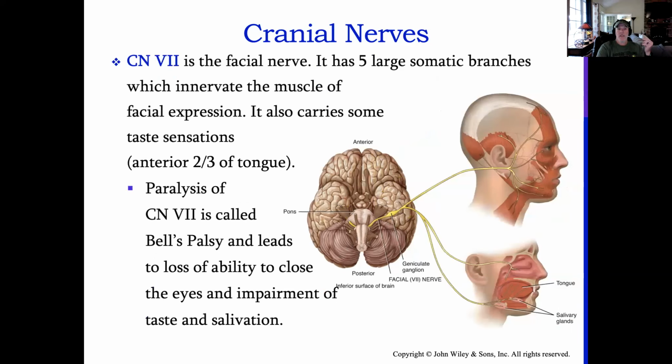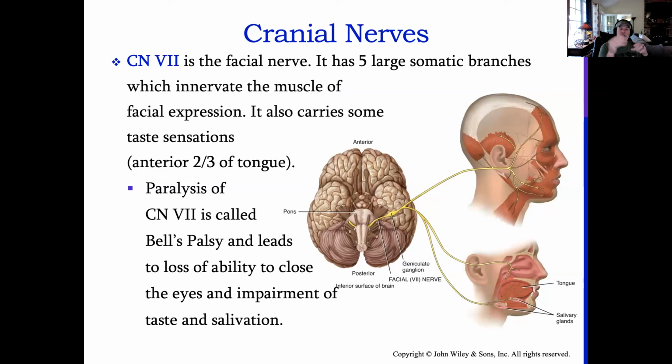Cranial nerve 7, remember we did 6 already. So cranial nerve 7 is the facial nerve. This is going to be the nerve that innervates all the rest of the muscles of the face. However, it also has sensory function in that it brings taste sensations back from the anterior 2/3 of the tongue.